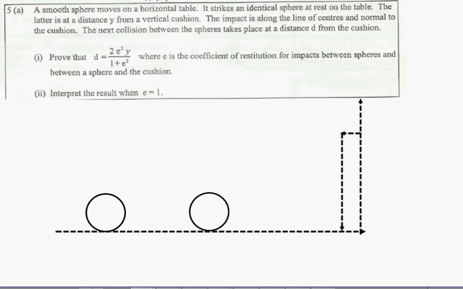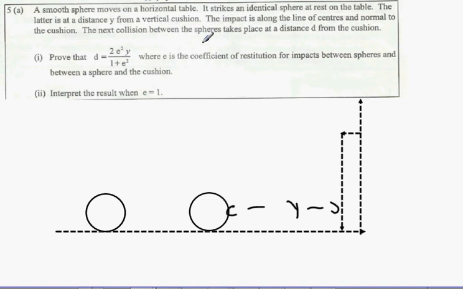Now, the latter's cushion distance y, so it's distance y from the vertical cushion. Okay, and then the impact is along the line of sight normal to the cushion. So normal to the cushion means the cushion just hits normally, just normal collision stuff.